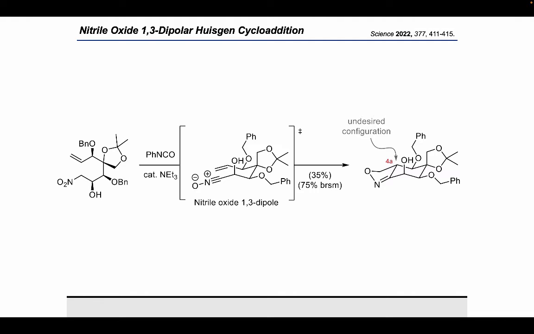To perform this reaction, it was absolutely crucial to use catalytic amounts of base and to stop the reaction at 35% yield. This allowed us to limit decomposition as well as the formation of side products, and we could isolate the product along with the majority of the starting material. Even though the cycloaddition was successful, this reaction yielded the undesired configuration at the C4a carbon.